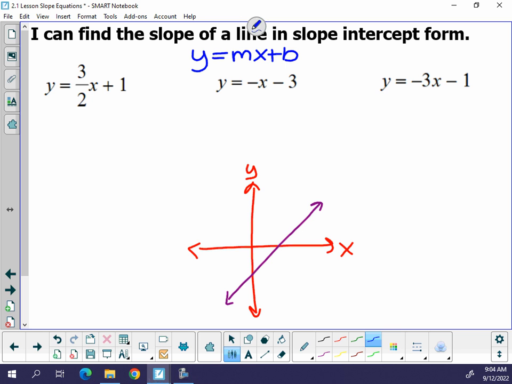y equals mx plus b, you might have seen that. That might be familiar. And x and y are the x's and y's that we're used to. This letter b is called an intercept. That's why it's the slope-intercept form. And the letter m in this equation represents the slope. So right now, that is the piece that we are focusing on.